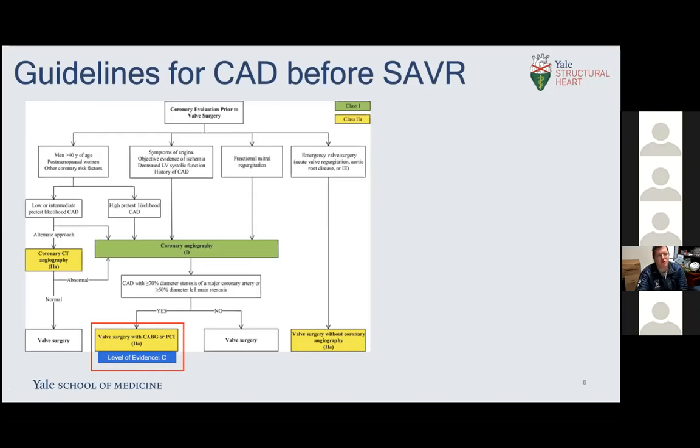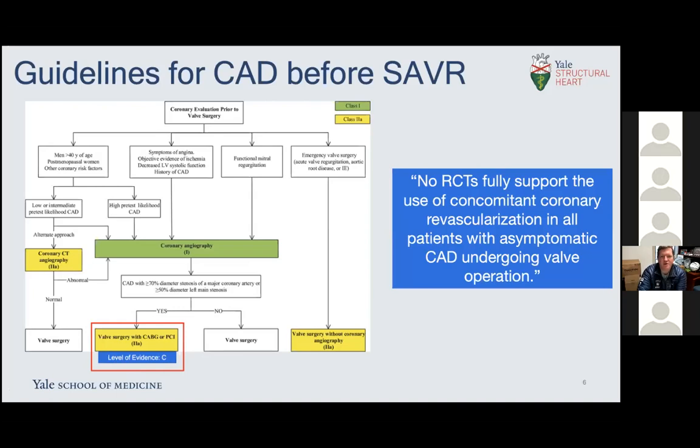And when you look into these guidelines and read a little bit before, what you will see is that there have been no randomized trials that fully support the use of concomitant revascularization in all patients with asymptomatic coronary artery disease undergoing a valve operation. While we certainly continue to do that, I do think that this is an important thing to note.